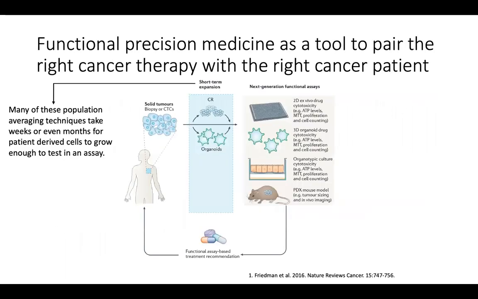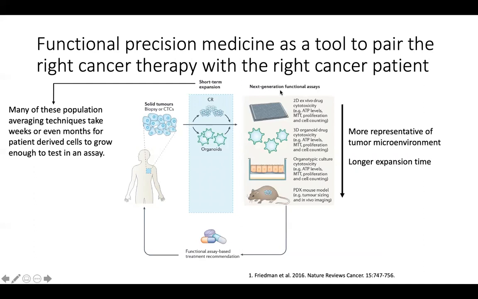So this is what the workflow for functional precision medicine looks like, and it starts with a patient who has a tumor, and the tumor is biopsied in order to validate malignancy. Biopsied cells can be grown up in culture and then seeded in one of these various types of model systems in order to perform a functional assay. As we go down this list, these different model systems become more representative of the tumor microenvironment.